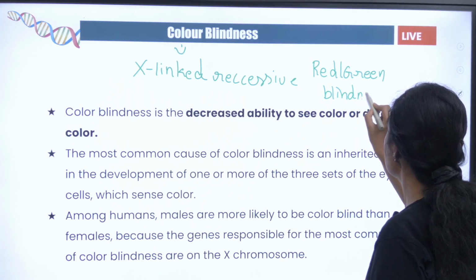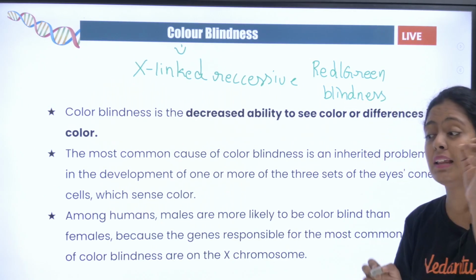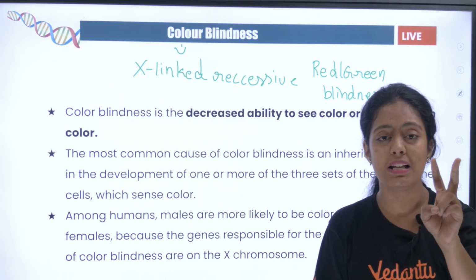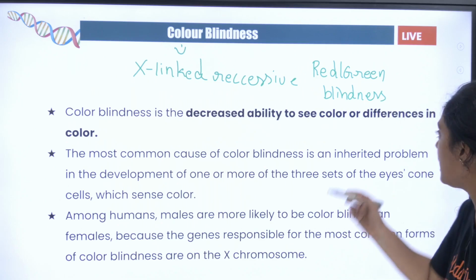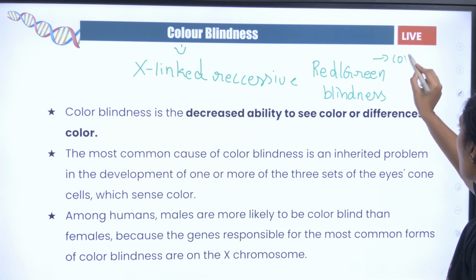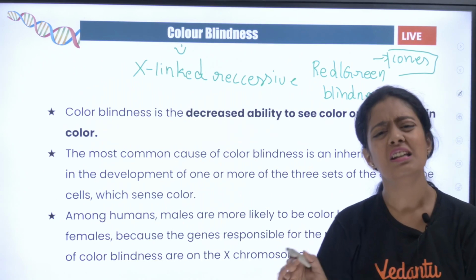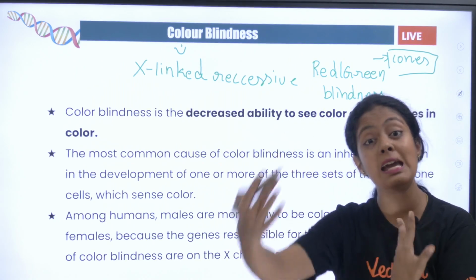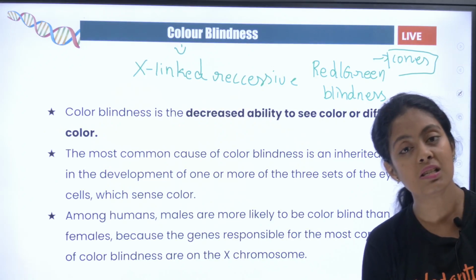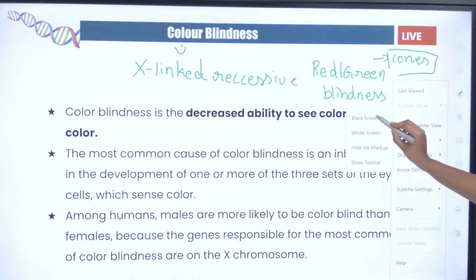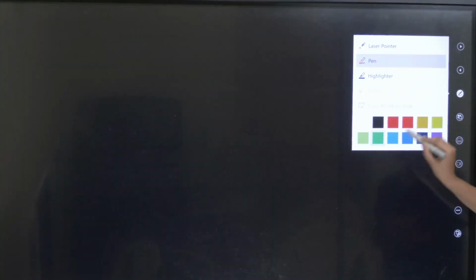Okay, so when does this red-green blindness happen? When there is a problem in the cones. Okay, in your eyes there are two types of cells, rods and cones. So this happens due to the problem in the cones. Okay, that is very, very important. It also follows the same pattern of inheritance just like your hemophilia. Okay, so first let's write the phenotypes, then we can understand everything very, very clearly.